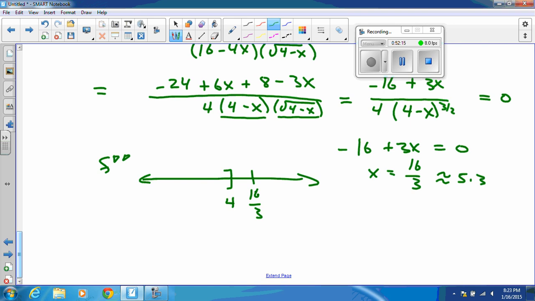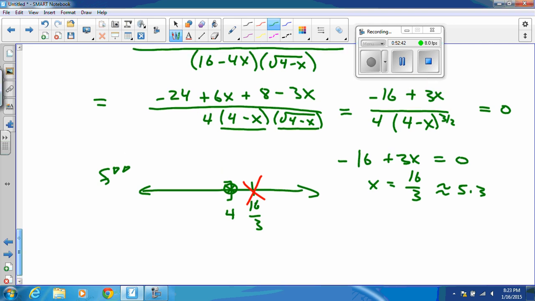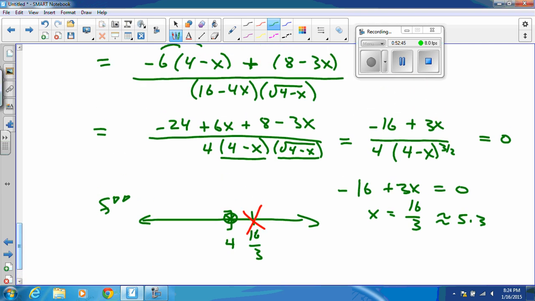Now, a naive student at this point would immediately draw his f double prime sign chart and put a 16 over 3. But if you're thinking a little bit more carefully here, you realize that 16 over 3 is 5 1/3. And 5 1/3 is actually outside of our domain because our domain is x's that are less than or equal to 4. So this critical point of 16/3 is actually a phantom critical point. And it simply happened because of the way that the algebra worked out.